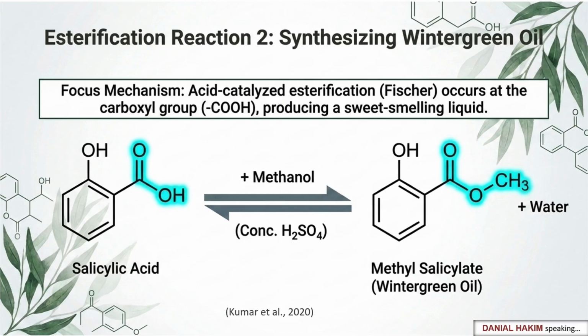When we react salicylic acid with methanol in the presence of concentrated sulfuric acid as a catalyst, the carboxyl group's terminal is modified into an ester group. As a result, we obtain methyl salicylate, or wintergreen oil, a sweet-smelling aromatic liquid, along with water as a byproduct.